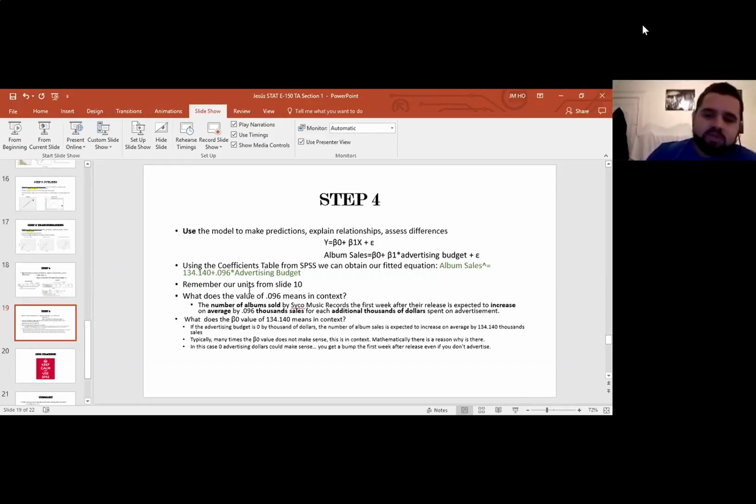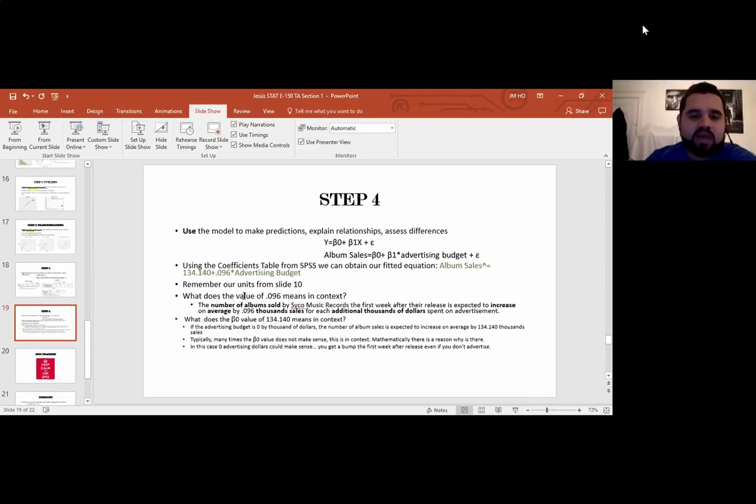The number of albums sold, which is our dependent variable, by Seco Music Records the first week after the release, and this information is from the research question that I showed you earlier, is expected to increase. How do I know it's increasing? Because this is the slope and it's a positive sign. If there was a negative sign on the slope, it would be decreasing. So the number of albums sold by Seco Music Records is expected to increase on average. Remember, always write on average. So many students forget that keyword and they get points off.